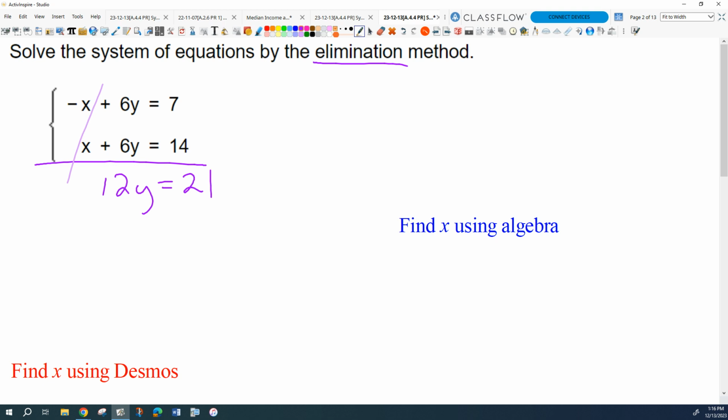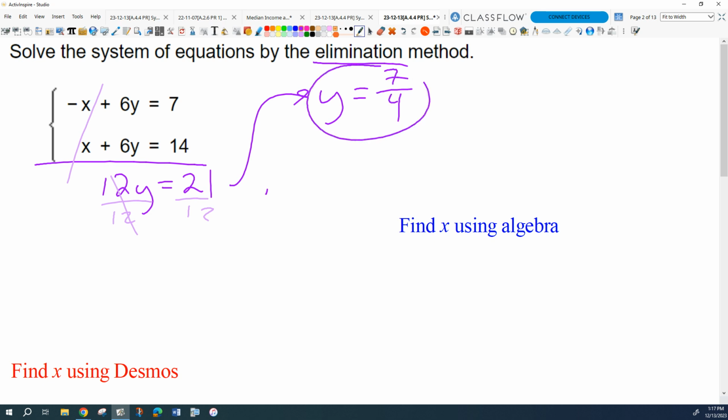Good. So if I divide through by 12, I get y by itself. Now we can reduce that fraction too. 21 over 12, I could divide each number by what? By 3, yeah. So 21 divided by 3 is 7. 12 divided by 3 is 4. So I'm halfway there. y is equal to 7/4. Okay, now what?